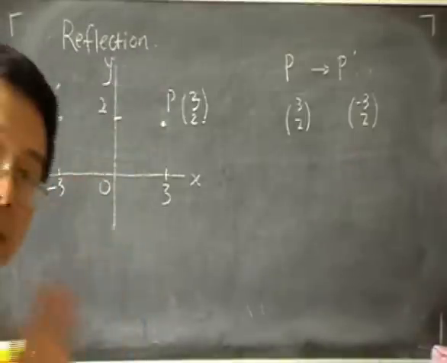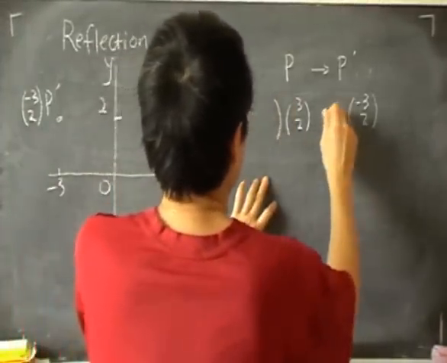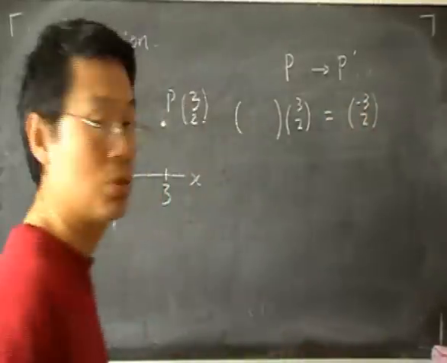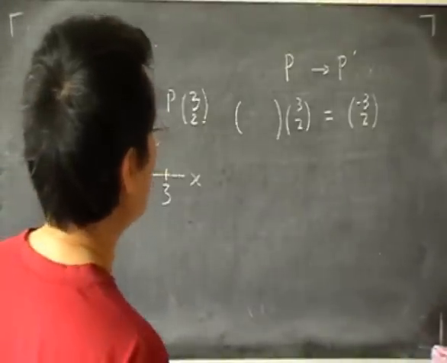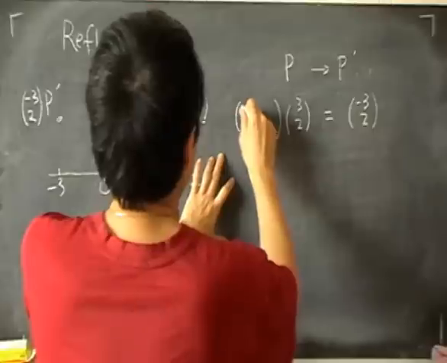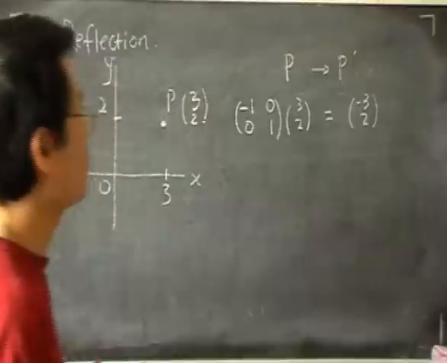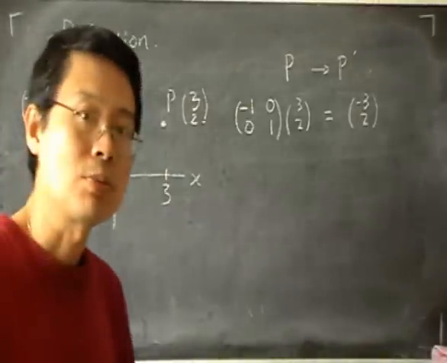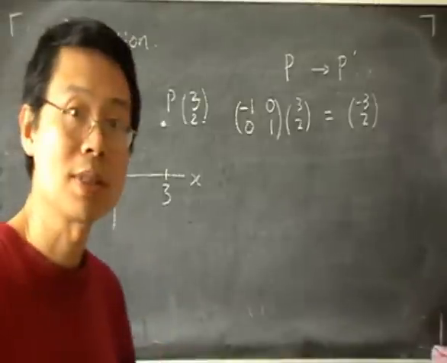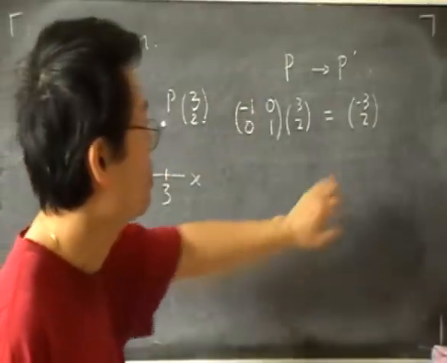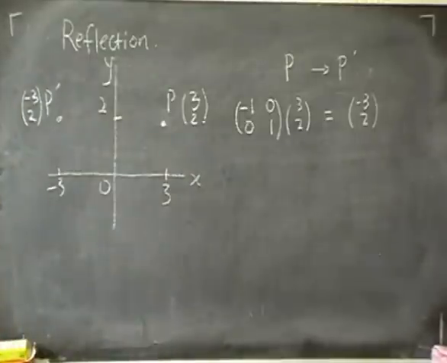And the idea is that there is a matrix that I can multiply by 3, 2 in order to get -3, 2. And that matrix is this. So you might find it strange, difficult to understand why this matrix will give this answer, or how we know that this is the right matrix to use.